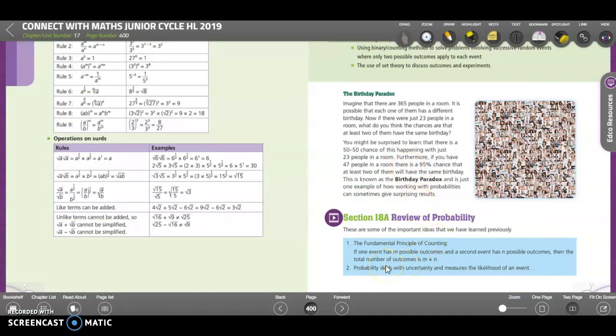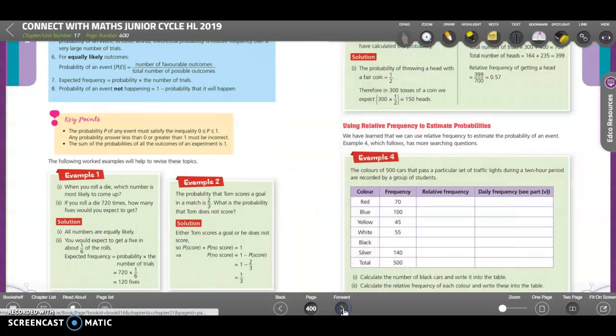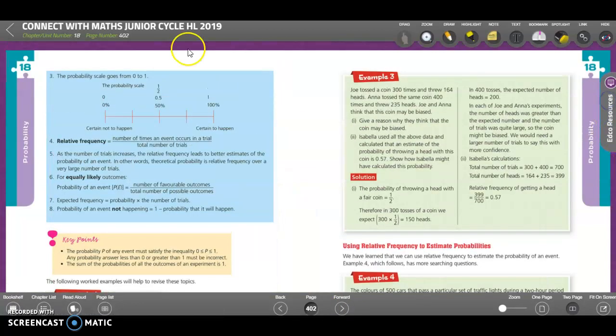Probability deals with uncertainty and measures the likelihood of an event. We'll talk about that in a second. I'll just look at here first is the probability scale. So this is still an important idea. So probabilities go from 0 to 1. So they can't be lower than 0. They can't be higher than 1. Okay, so 0 is something which is impossible, so certain not to happen. And a probability of 1 is something which is certain, it's definitely going to happen. And then your range of likelihoods from 50-50 even chance down to unlikely and very unlikely, up to likely and very likely are in between those 2.